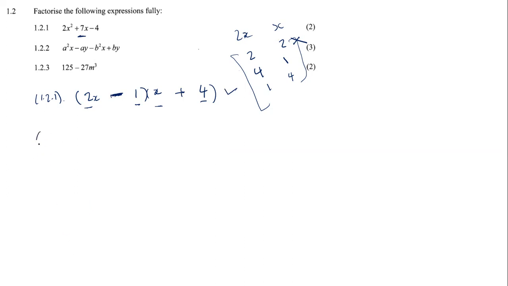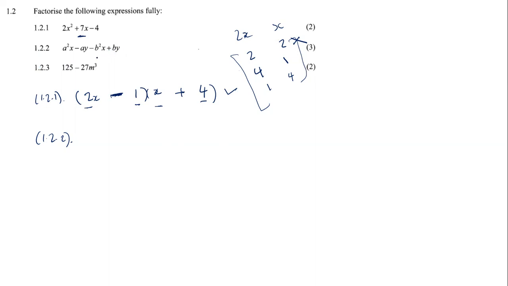So now we move to question number 1.2.2. I'll be waiting for the questions if we have any. Feel free to open up your mic and ask where you do not understand. Now we move to question number 1.2.2, where it says ax squared minus ay subtract b squared x plus by. We need to factorize this fully once more.